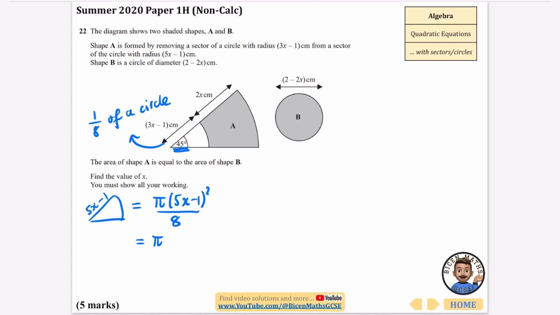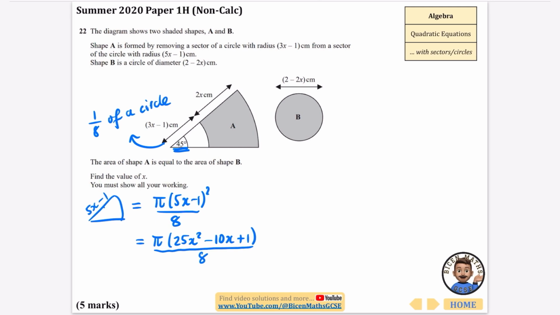Now this is right near the end, so you need to know how to do this pretty confidently. 5x minus 1 squared is going to be 25x squared. You're going to get a minus 5x and a minus 5x, which is minus 10x. And then we're going to get a plus 1, and that's being divided by 8.